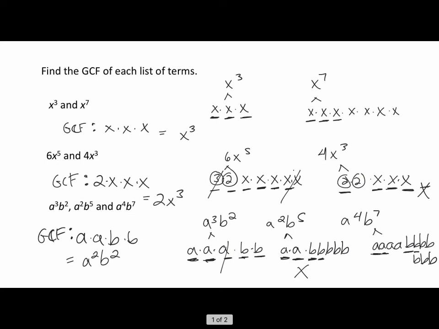Did you notice any pattern for the variable factors? You notice that the most they could have in common is the lowest exponent. So in this case, b has the lowest exponent, that's 2 factors, and a has the lowest exponent, that's 2 factors. So when working with variable factors, you take the lowest exponent of all the common factors.